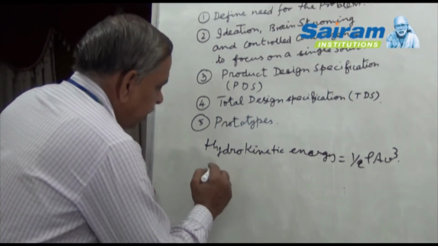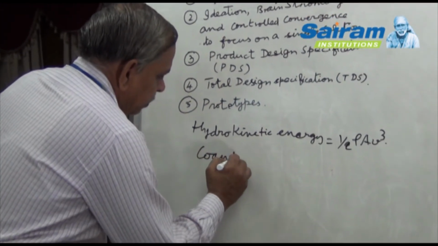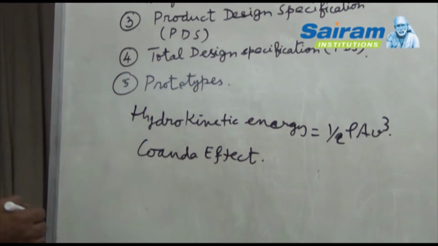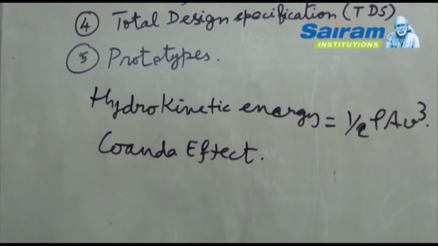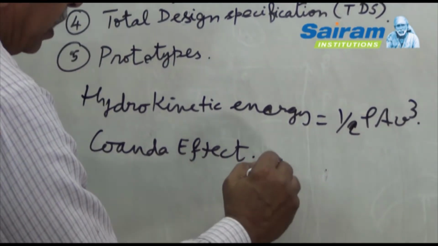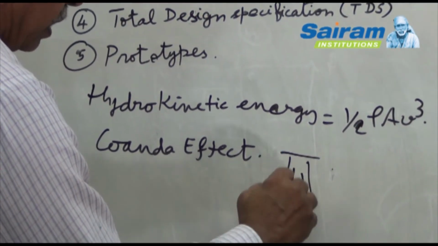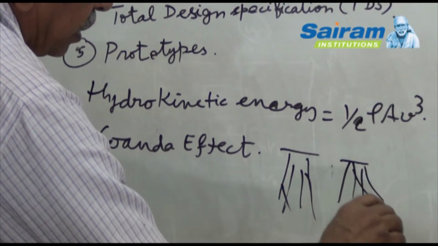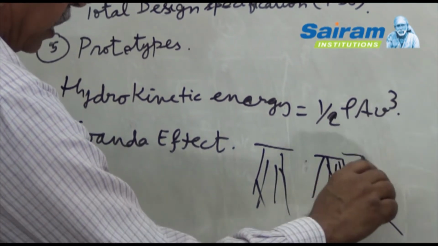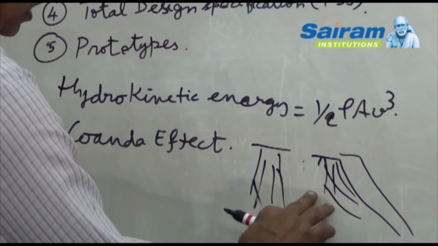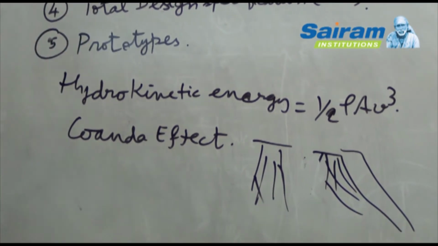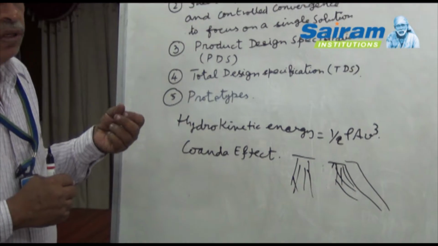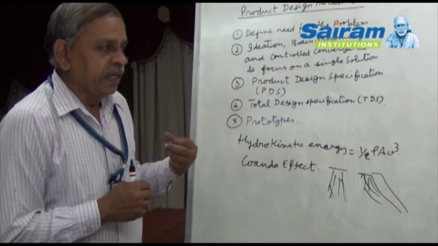Then we have what is called the Coanda effect, which is basically the wall attachment effect. Supposing we have a tap through which the water comes, when we place our hand near that, the water will try to attach to the hand. So the water actually takes the path of attachment. This is very essential for a turbine which is going to work in the hydrokinetic environment.